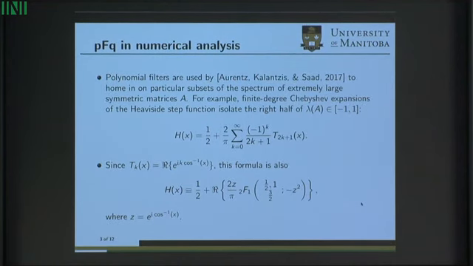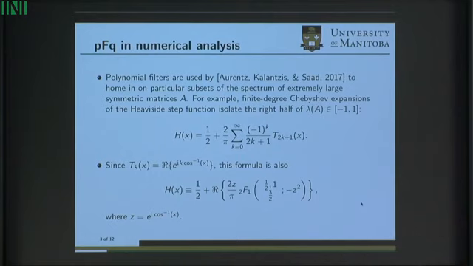Polynomial filters have been used by Jared Aurentz, a student of Yousef Saad and Kalantzis, and Yousef Saad himself, to home in on a particular subset of the spectrum of an extremely large symmetric matrix. Here, for instance, we could take the Heaviside step function, and we have its infinite series in terms of Chebyshev polynomials. This would isolate the right half of the spectrum if it were in [-1, 1] completely. What's cool is that you can take the Chebyshev polynomials and write them as the real part of e to the i r cos of x, and then we can again identify a 2F1.